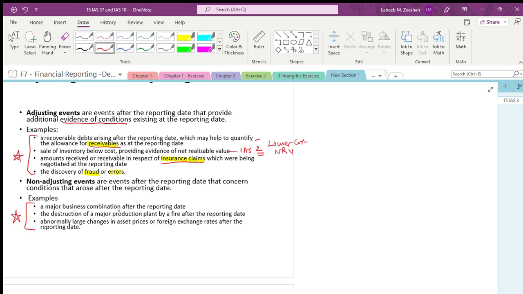A major business combination. A major combination, there is no financial transaction yet. A destruction of a major production plant by fire after the reporting date. Next year it will come. Abnormally large changes in asset prices or foreign exchange rates after the reporting date. Before the reporting date it happens, adjustment. After the reporting date, definitely we cannot do any adjustment. But we are not going to say we will stop. There is an alternative for that.